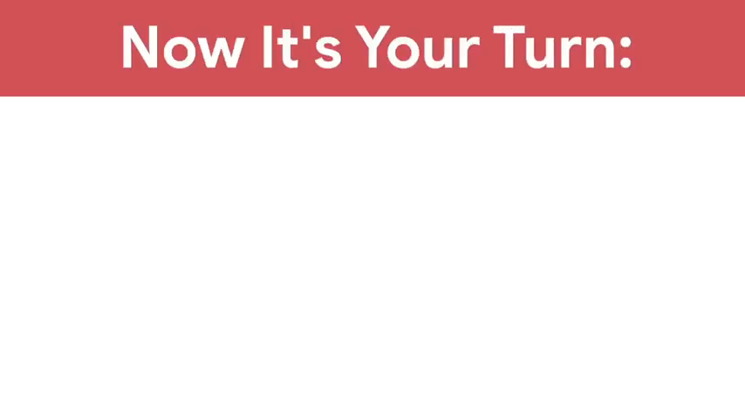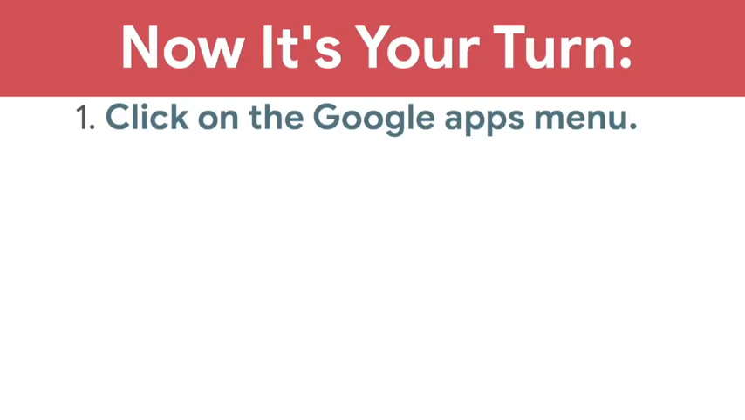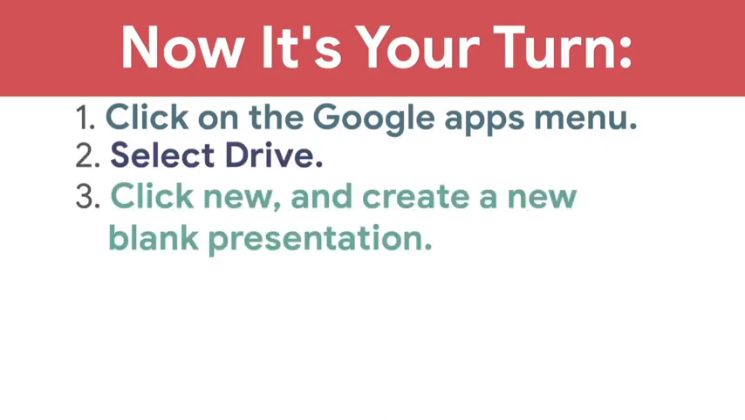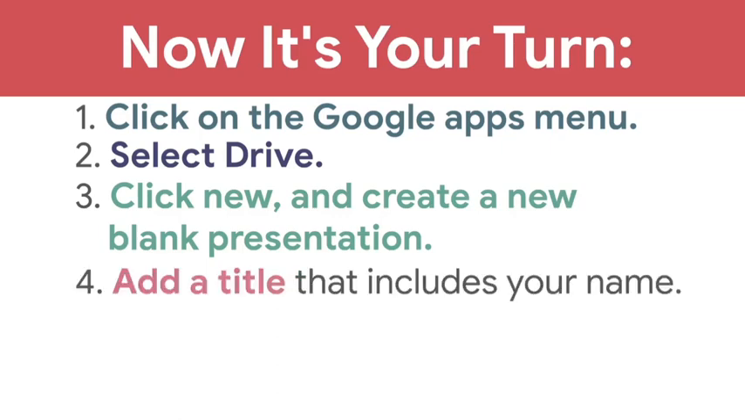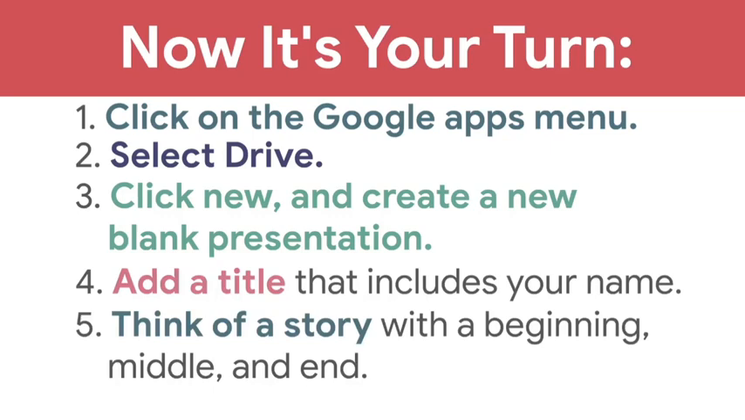Now it's your turn. Click on the Google Apps menu. Select Drive. Click New and create a new blank presentation. Add a title that includes your name. And think of a story with a beginning, middle, and end.